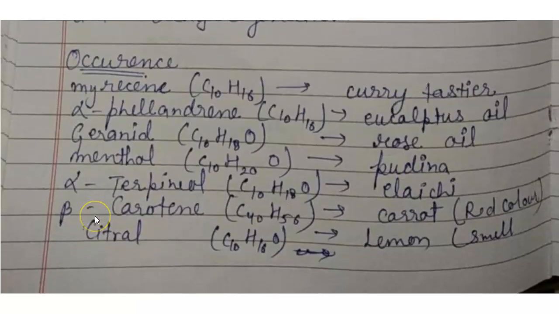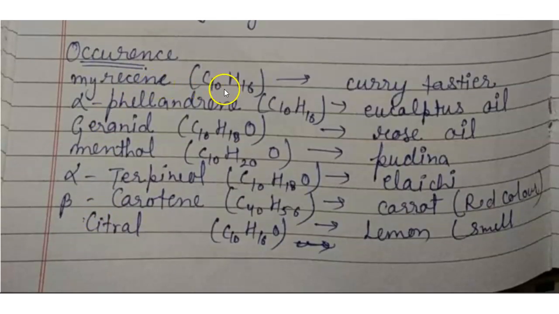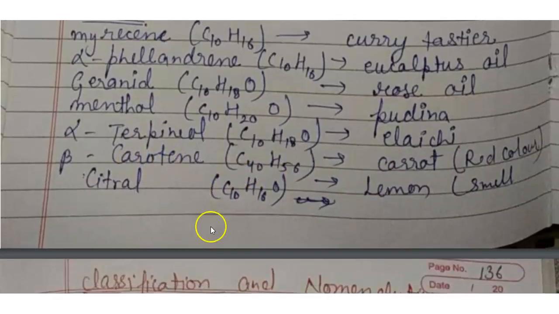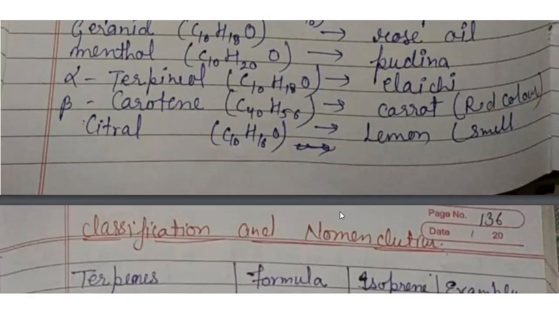Next is occurrence. Myrcene, C10H16, is found in curry leaves. Alpha phellandrene, C10H16, is in eucalyptus oil. Geraniol, C10H18O, is in rose oil. Menthol, C10H20O, is in mint. Alpha terpineol, C10H18O, is in cardamom. Beta carotene, C40H56, gives carrot its red color. Citral, C10H16O, gives lemon its smell.